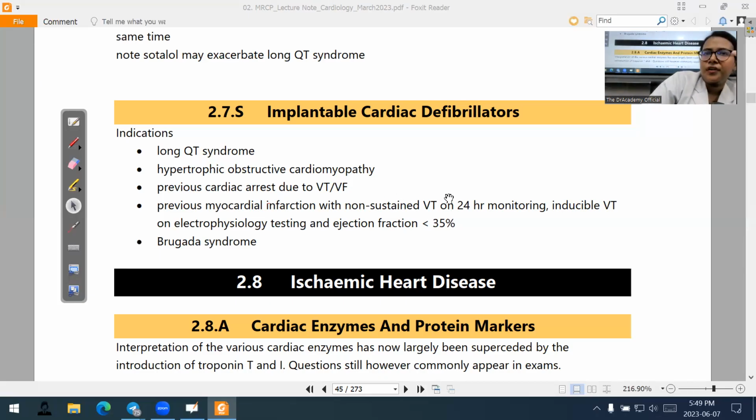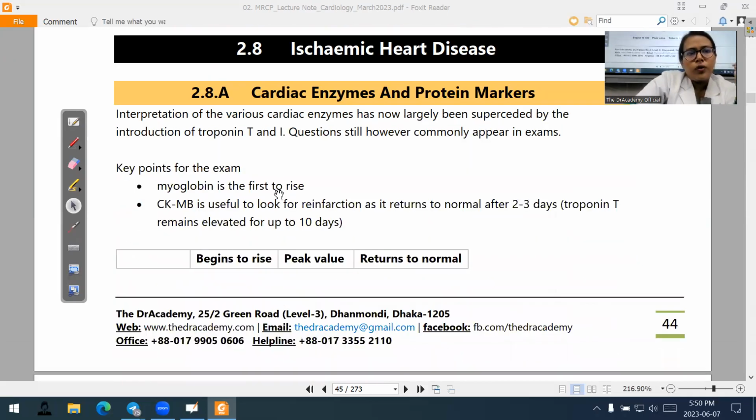Basically, if there is a previous involvement of ventricular tachycardia, in order to prevent further ventricular tachycardia or ventricular fibrillation, we can go for the implantable cardiac defibrillator. Okay, so far we are done with the cardiac arrhythmia portion.